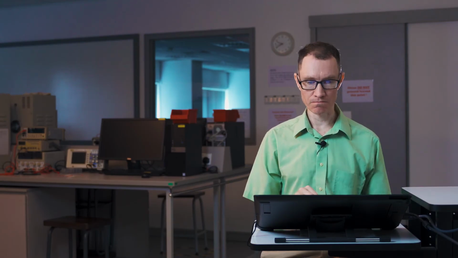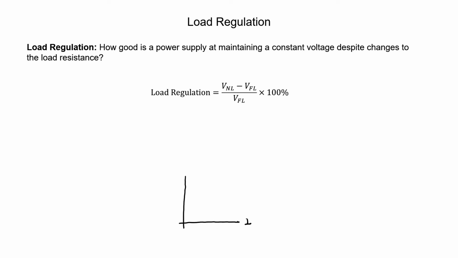Load regulation expresses how good a power supply is at maintaining a particular constant voltage at the output side despite a changing load resistor. Let's make a simple plot of the load voltage versus the load current to illustrate what load regulation tells us. When there's no current flowing to a load, that is, when the load resistor is infinite, we have the no load case. That's V sub NL in this equation.